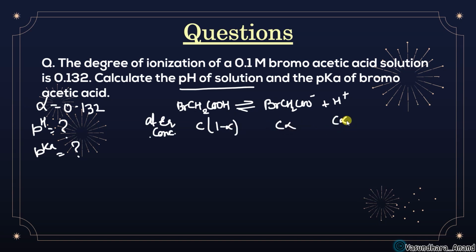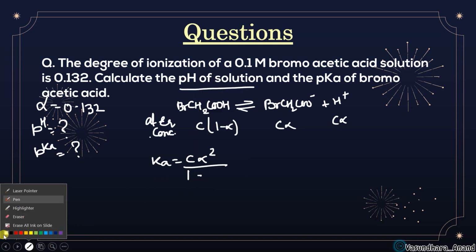Any problem in this? So first find the Ka. Ka is equal to C alpha square, because 1 minus alpha I am considering as alpha is negligible over here. If you divide by 0.132, or if you subtract 1 minus, then also it will give you the same value. But since alpha value is given, we will not consider it as negligible. So let me put this value.